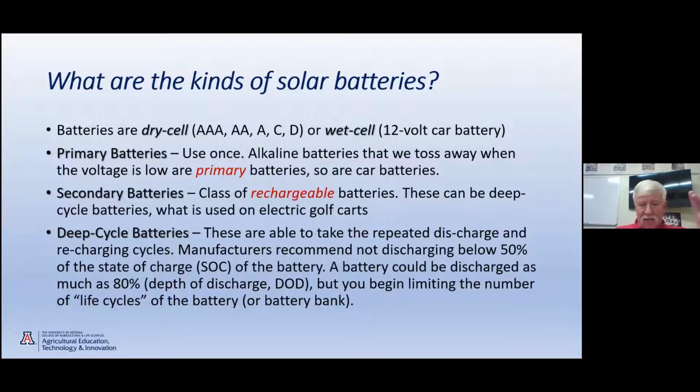So we're going to talk a little bit about state of charge. A battery, when we get it new, hopefully it's at 100% state of charge. And as we start drawing energy off of it, that state of charge drops off. And so in a deep cycle battery, the manufacturer suggests that we don't take it below 50%. And so that needs to be figured into design, because that means we're only taking it down 50%, bringing it back up. That means I'm going to have twice as many batteries, because I don't want to take it down to a lower state of charge, for example, 80% depth of discharge. Because what happens then, we limit the number of life cycles of the battery or a battery bank.